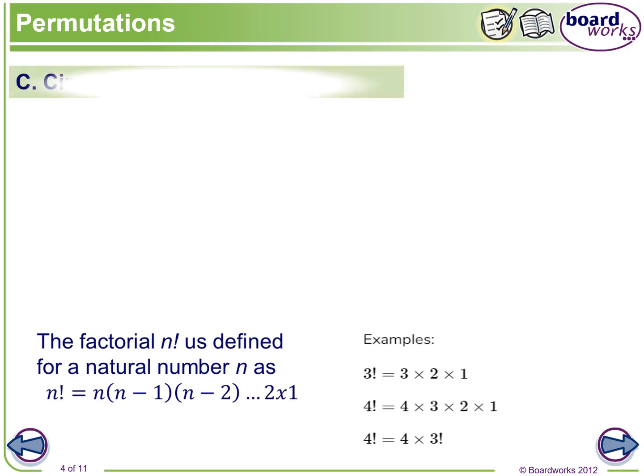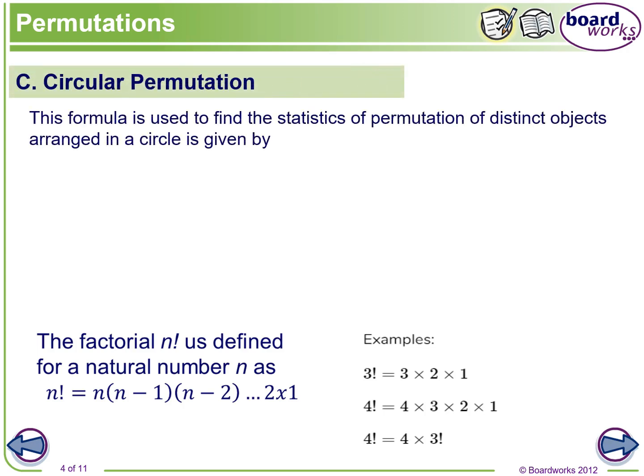The third one is circular permutation. When you have a circular permutation, this formula is used to find the number of permutations of distinct objects arranged in a circle, given by n minus 1 factorial.